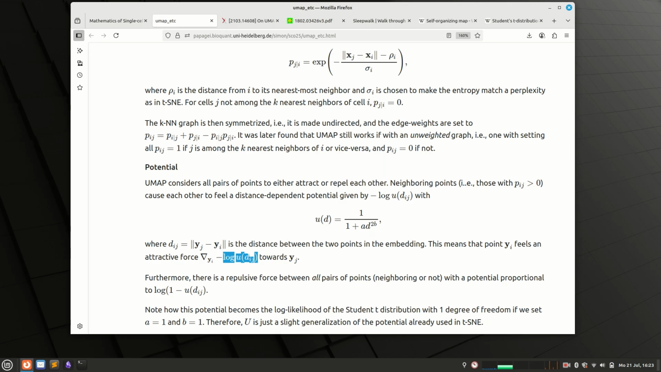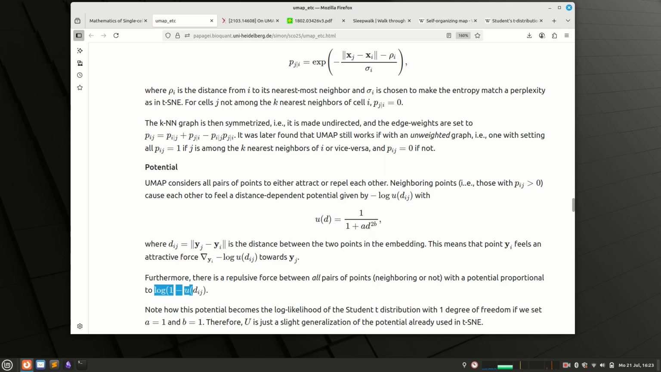If we use the original formula, we have to multiply this with our weight here. But what they actually do is, if we just say either it's a neighbor or not, then if it's a neighbor, we use this thing to calculate an attractive force, and if we are not a neighbor, we use 1 minus this thing and use this as a repulsive force. They always put a log in front, to turn this likelihood into a log likelihood.